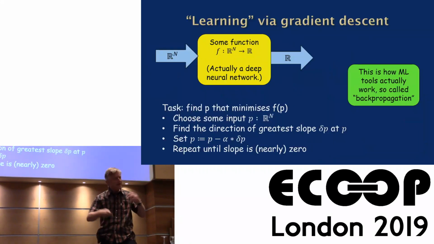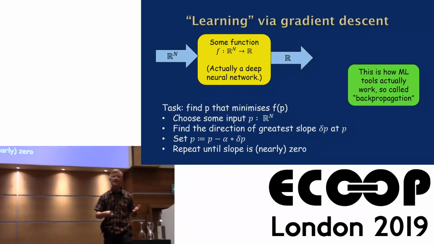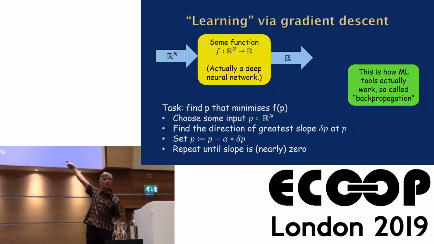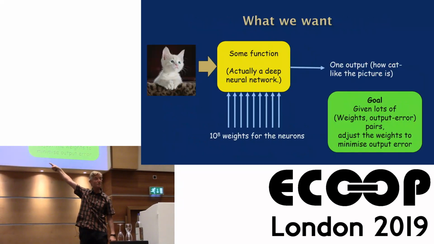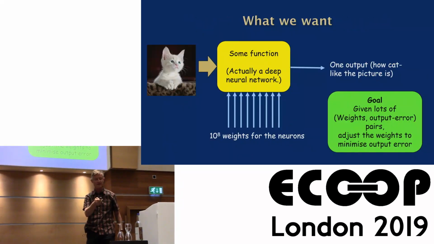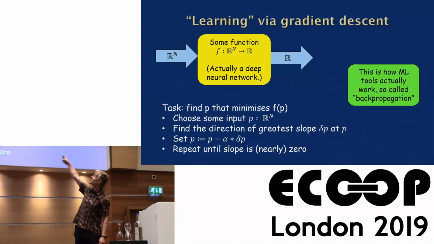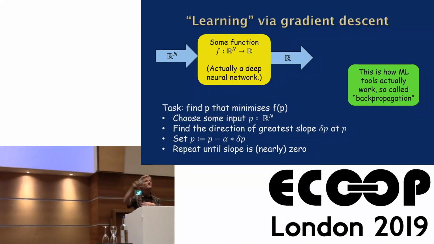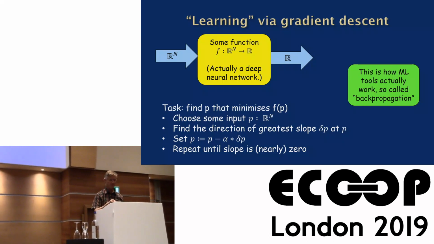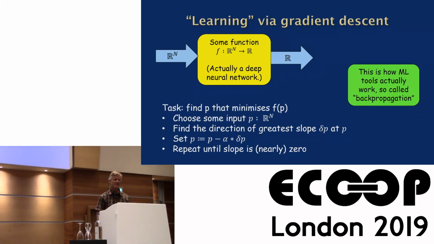The way you typically do it is using gradient descent. Now I've shifted my picture to be a function with just a lot of inputs. It was like that before, really: a lot of pixels and a lot of weights. I've just glommed them all together now. On the left, some inputs and a real-numbered output, and that real number is meant to say how cat-like the picture is. Our goal is to find the inputs that minimize the output. We're going to use gradient descent to do that.